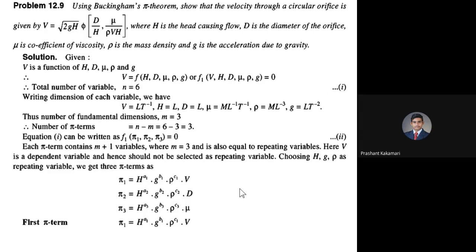Why? Because the number of fundamental quantities raised to powers is very less. LT raised to minus 1 is comparatively very simple than gravitational force, LT raised to minus 2. So I can choose V as a flow property, G as a non-repeating variable. Or even, if you want to take a challenge and check, can I go by G as a repeating variable and V as a non-repeating? That also you can choose, as it is done in the problem.